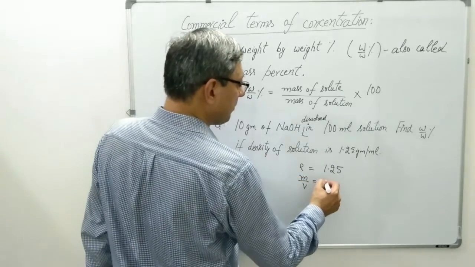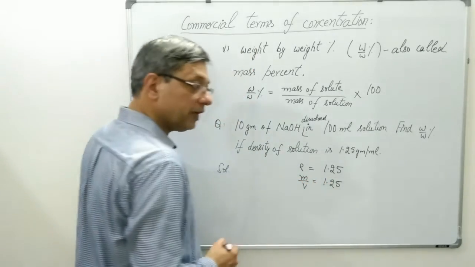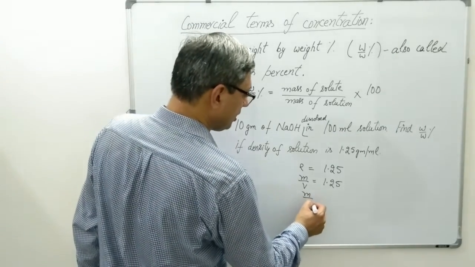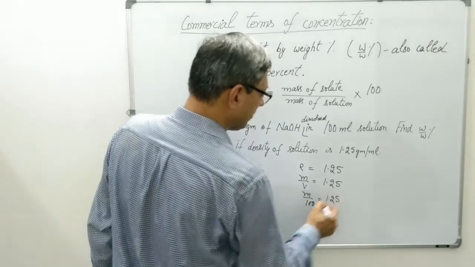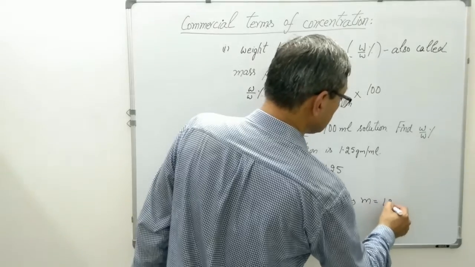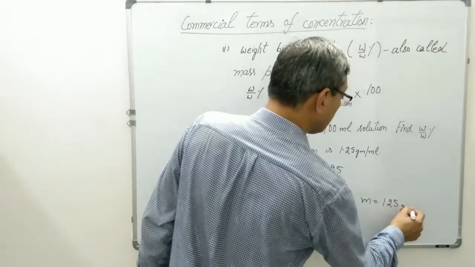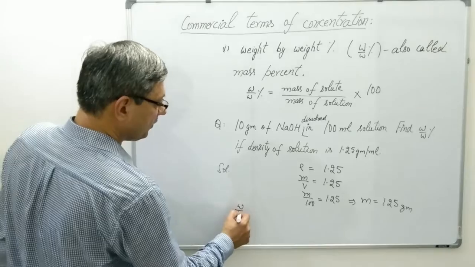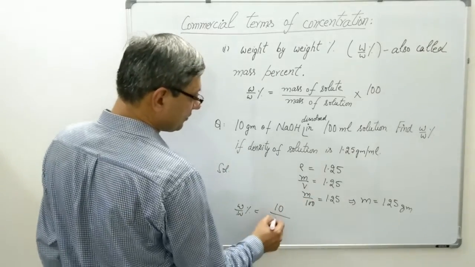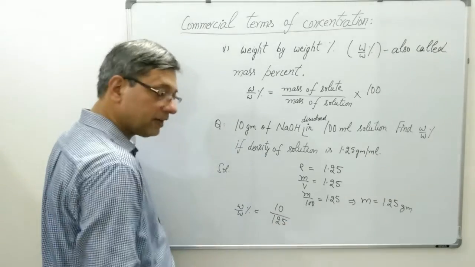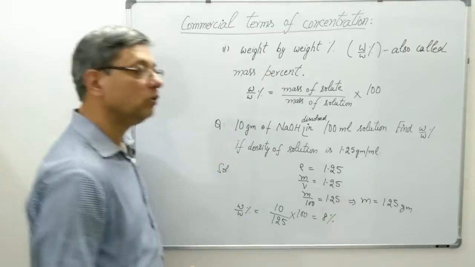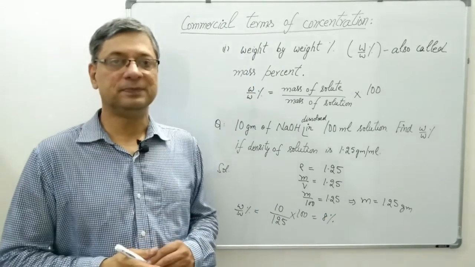Density is mass upon volume, and that will be equal to 1.25. Mass of solution we want to calculate, and V is given, how much? 100 ml. So it will be m upon 100 equal to 1.25, and mass of solution will come out to be 125 grams. Now weight upon weight percent will be mass of solute, that is 10 grams, upon mass of solution, that is 125 grams, multiplied by 100, and the answer will be 8% W/W solution.